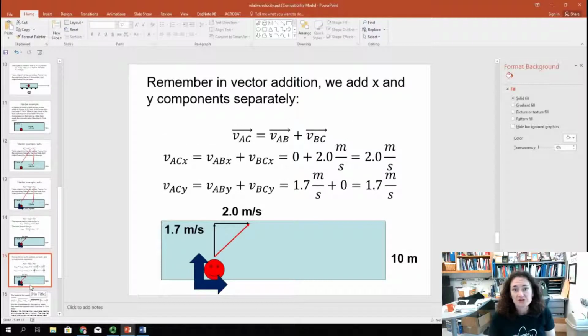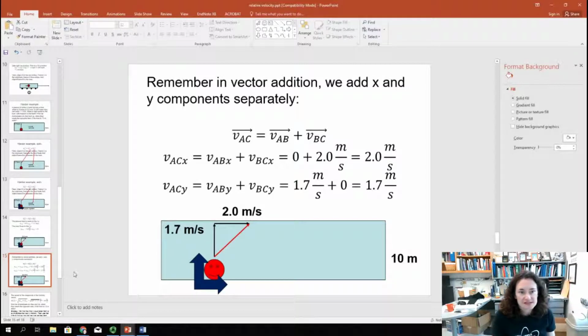Okay, now remember in vector addition, we're going to take the x components and add them up, and then take the y components and add them up. And we're going to add them separately. You don't add x components of a vector to the y components of a vector. That's a big no-no. Alright, so when we get VAC equals VAB plus VBC, we're going to separate that out into two separate equations, one for the x and one for the y.